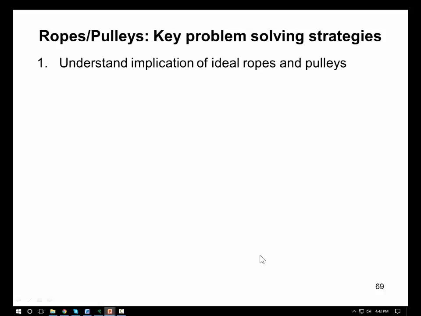Hopefully they're ideal ropes and pulleys that have no mass, because if we add mass to the situation, that means we're going to have to accelerate that mass as well as any other mass in the system, and we're going to have to apply more force in order to do so to have the same type of acceleration. For pulleys, we need to make sure that the pulleys are frictionless, otherwise they'll bind up our rope and we'll have to take into account how to overcome that friction in the pulley.